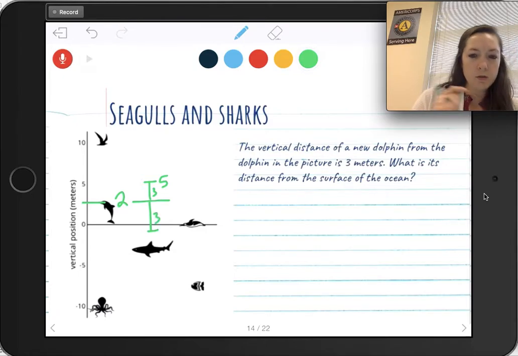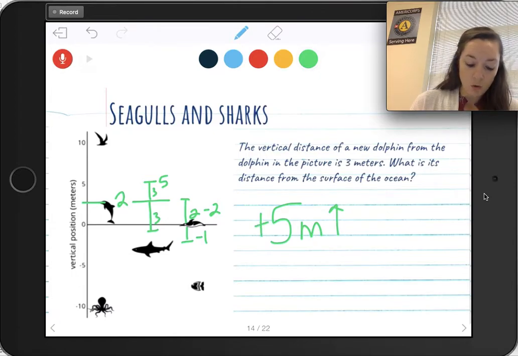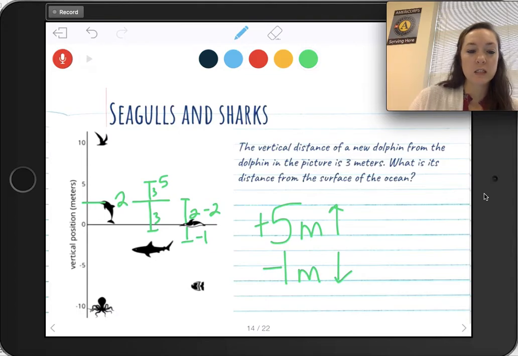Well, I know that 2 plus 3 is 5, but what's 2 minus 3? I know that from 2 to 0 is 2 minus 2. How many are left? I have 1 left. If I go 1 more, that's a negative 1. Okay, so the new dolphin could be 5 meters above sea level, or positive 5 meters, or it could be 1 meter below sea level, or negative 1. So that's how we compare those distances and position on that number line.